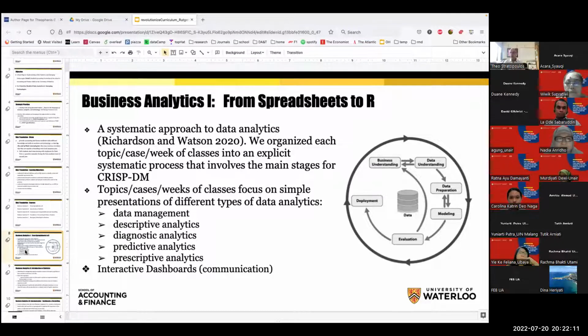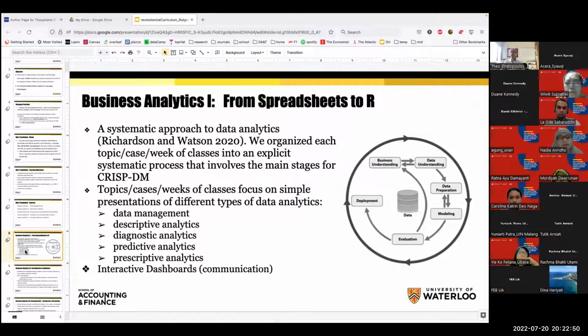For those of you who have read the paper by Richardson and Watson in Accounting Horizons, they have established a set of criteria, objectives that a data analytics accounting curriculum should meet. And one of the first things that they say is that don't teach your students just keystrokes. Teach them a systematic process. Teach them to approach data analytics, accounting analytics, finance analytics, whatever you want to call it, in a systematic way.